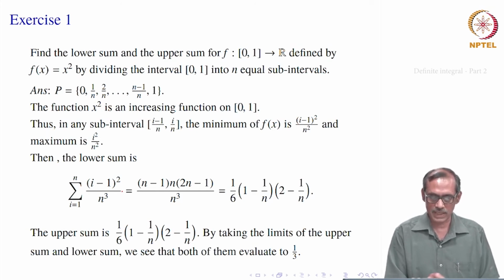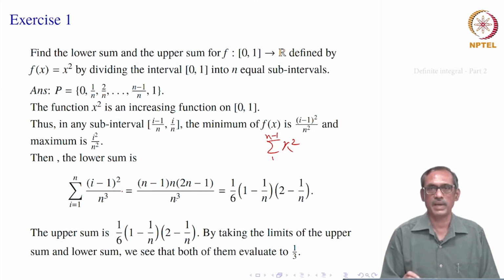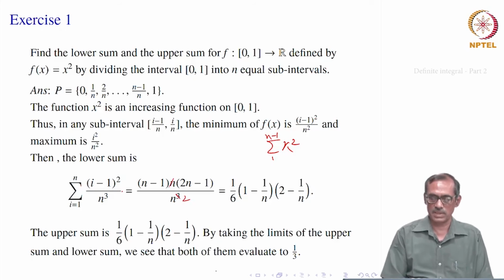The 1 by n cubed comes out, and we have the summation of i minus 1 square, i from 1 to n, that is the summation of k square, k from 0 to n minus 1. We apply the formula for the summation of k square, from 1 to n minus 1, that gives n minus 1 into n minus 1 plus 1 into 2 into n minus 1 plus 1, so 2n minus 1. That is n minus 1 into n into 2n minus 1 by n cubed. Simplifying, it gives 1 by 6 into 1 minus 1 by n into 2 minus 1 by n.